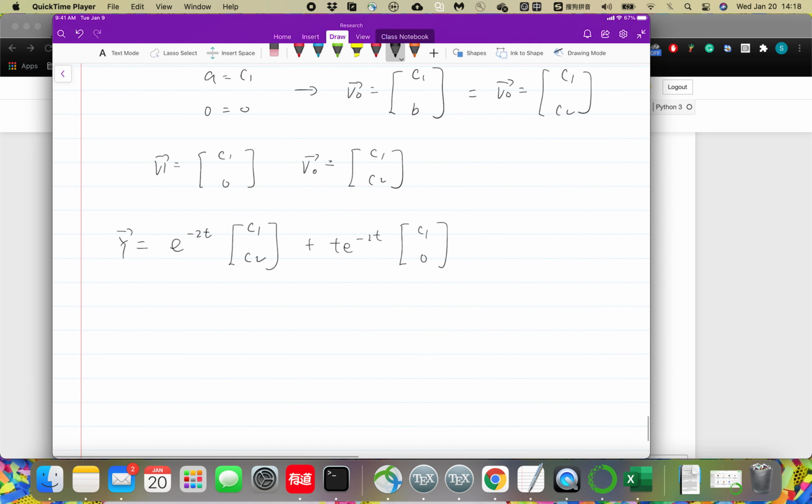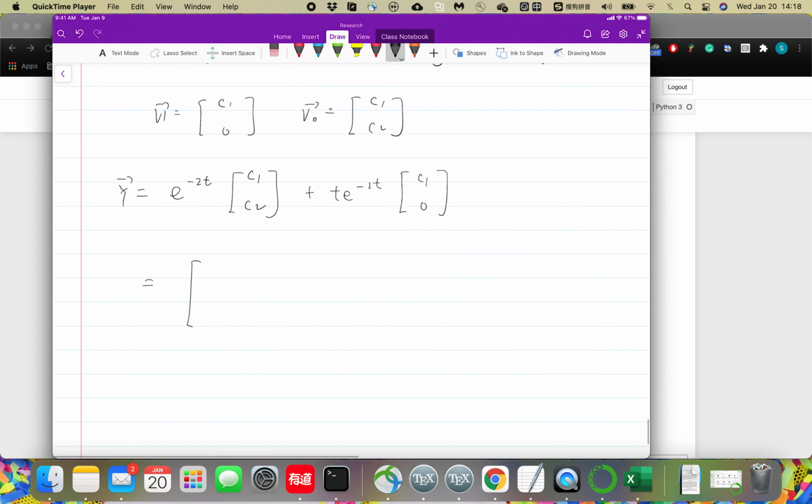And you can try yourself. This cannot be written as C1 V1 plus C2 V0 case. That's why we actually merge this constant into the original vector. If you want to write it out, your x looks like C1 e to the negative 2t plus t e to the negative 2t C1. Oh yes, that's your x. And your y is going to be e to the negative 2t C2.